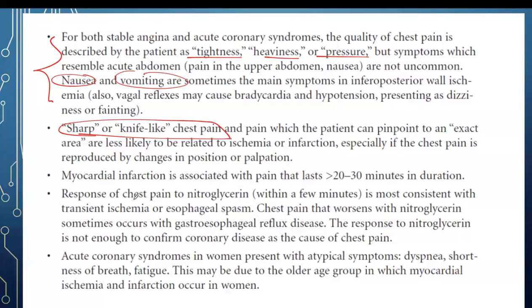If a chest pain responds to nitroglycerin, it is most consistent with either ischemic heart disease or esophageal spasm. What if a chest pain gets worse with nitroglycerin? That sometimes occurs with gastroesophageal reflux disease. So these are important clues. If a chest pain doesn't get any better with nitroglycerin, you would be thinking, is it a cardiac pain or not?